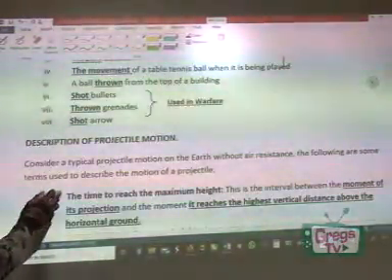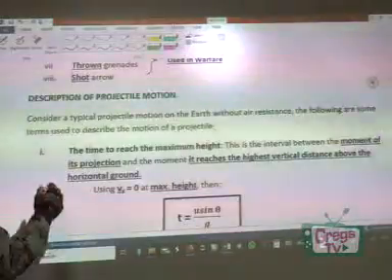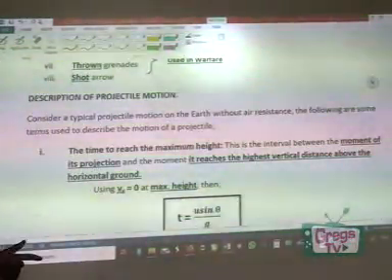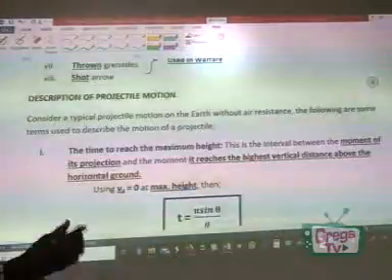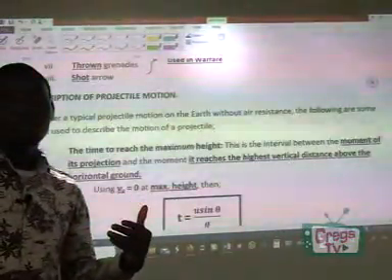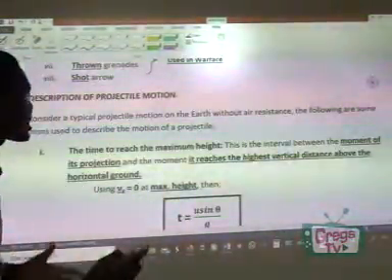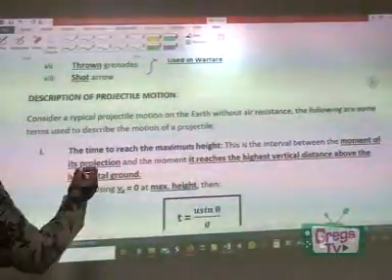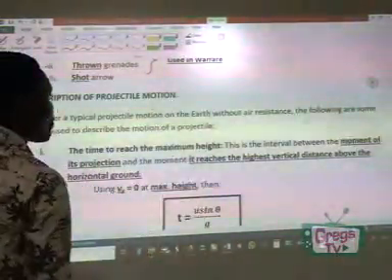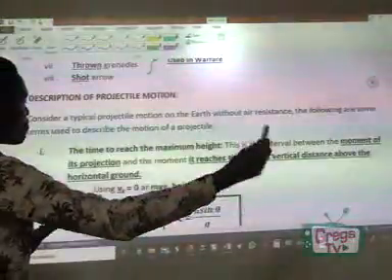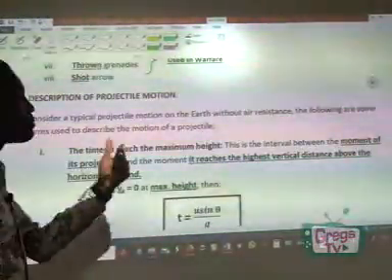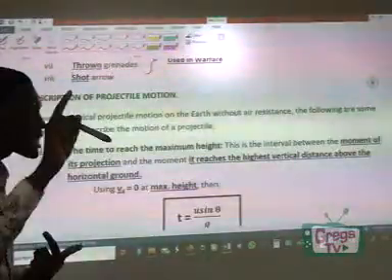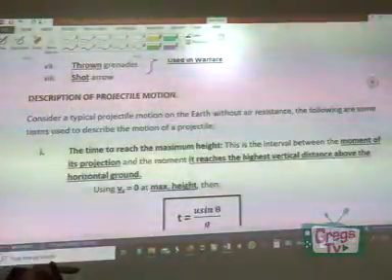Now the next thing we will be looking at will be the description of projectile motion. We have some terminologies, most especially for vertical projectiles, and that is why I've painstakingly put these notes together. There is something we call the time to reach the maximum height. This is the interval between the moment of its projection and the moment it reaches the highest or maximum vertical distance above the horizontal ground.